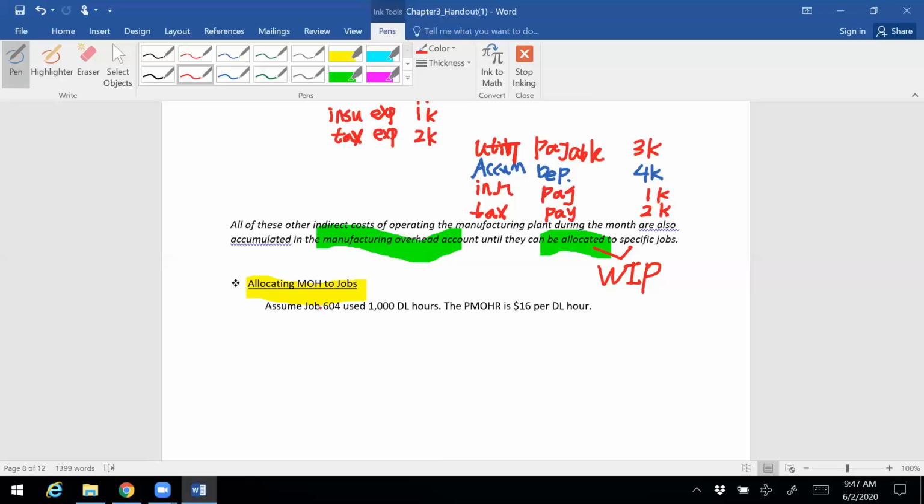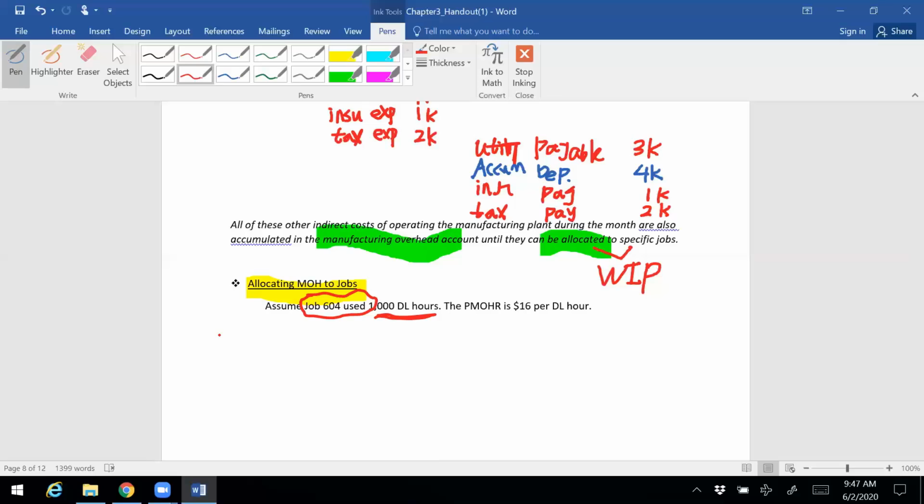Assume the job, right? We said for this specific job, you used 1,000 direct labor hours. The predetermined manufacturing overhead is $16 per direct labor hour. Where did you learn this? We have learned this in learning objective 3. How do we get the predetermined manufacturing overhead rate?